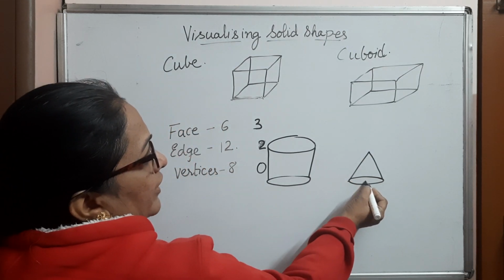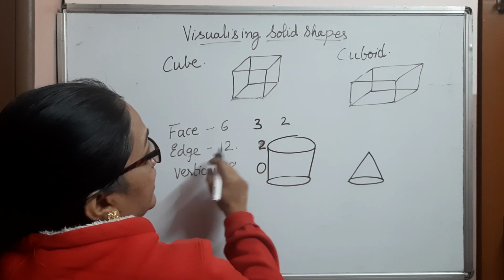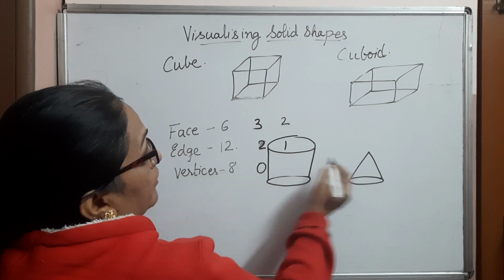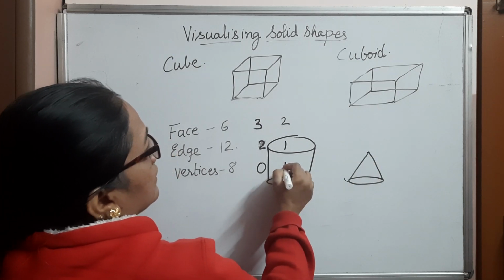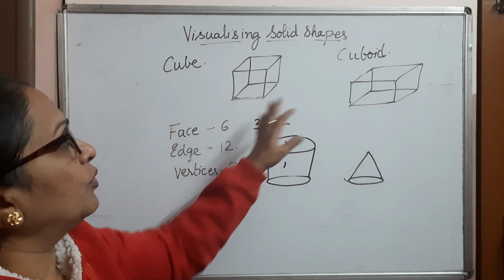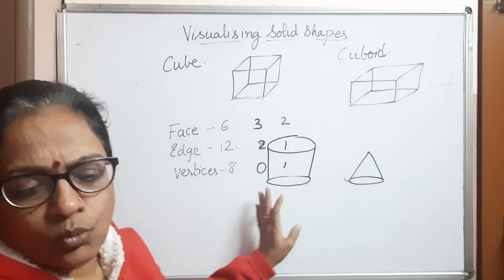Again, one face, another face. There are two faces. How many edges? This is one edge. And how many vertices? This is one vertex. This is one vertex. So this was all about the cube, cuboid, cylinder and cone for the faces, edges and vertices.